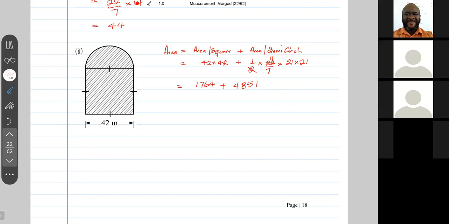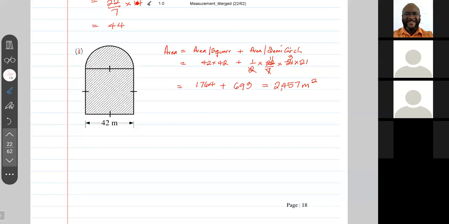So it's 11 times, 7 goes into 21 3 times. So it's 11 times 3 times 21. And 11 times 3 times 21 says 693. 693 plus the 1764. So the area is 2,457 meters squared.